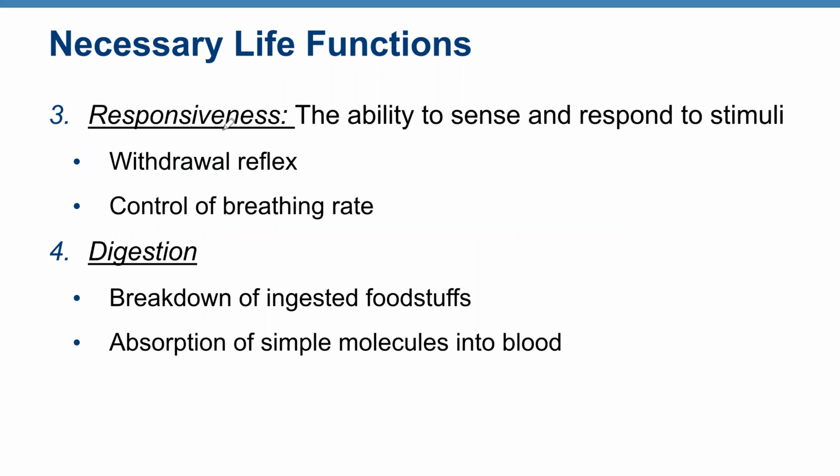Another example of responsiveness is control of breathing rate. So when you're sleeping, you can expect your breathing rate to go down, and when you're running, your breathing rate will go up, and that's how you respond to different stimuli. So either you're sleeping and relaxing, or you're exercising and activating your sympathetic nervous system, right? So responsiveness is your ability to change some parameters within your body.